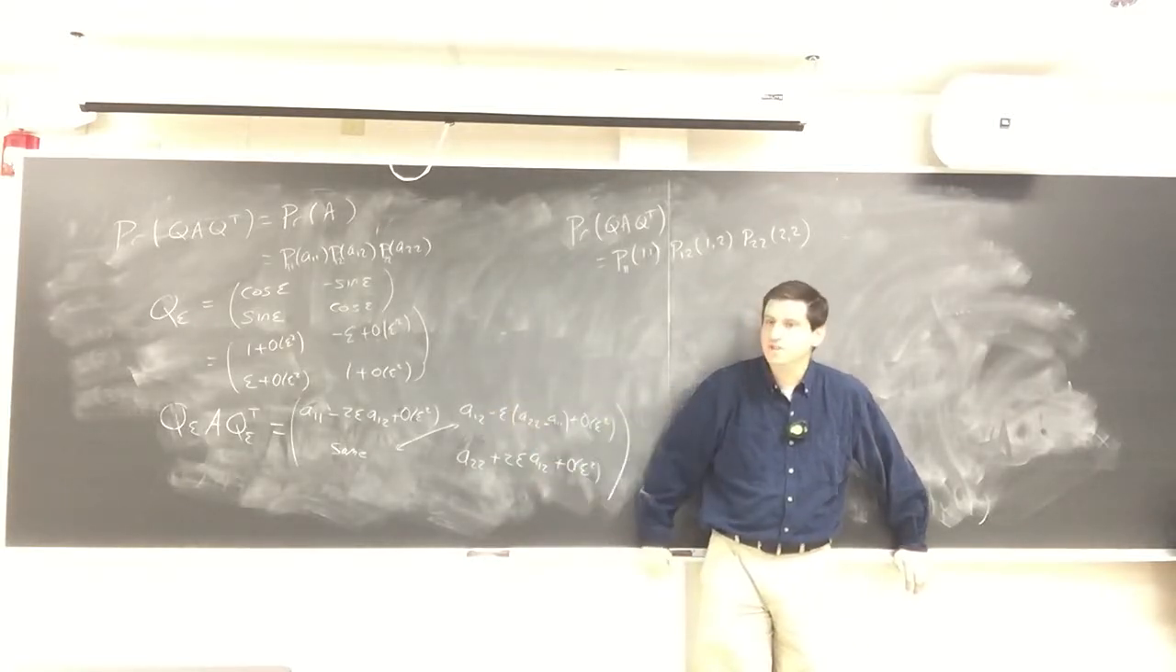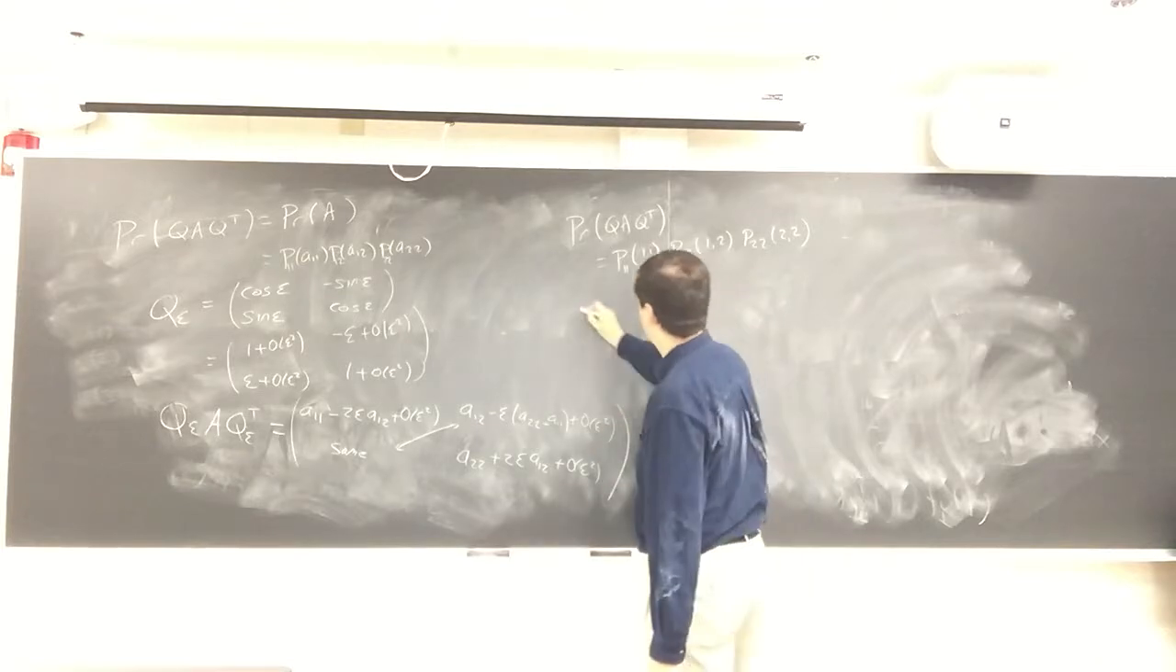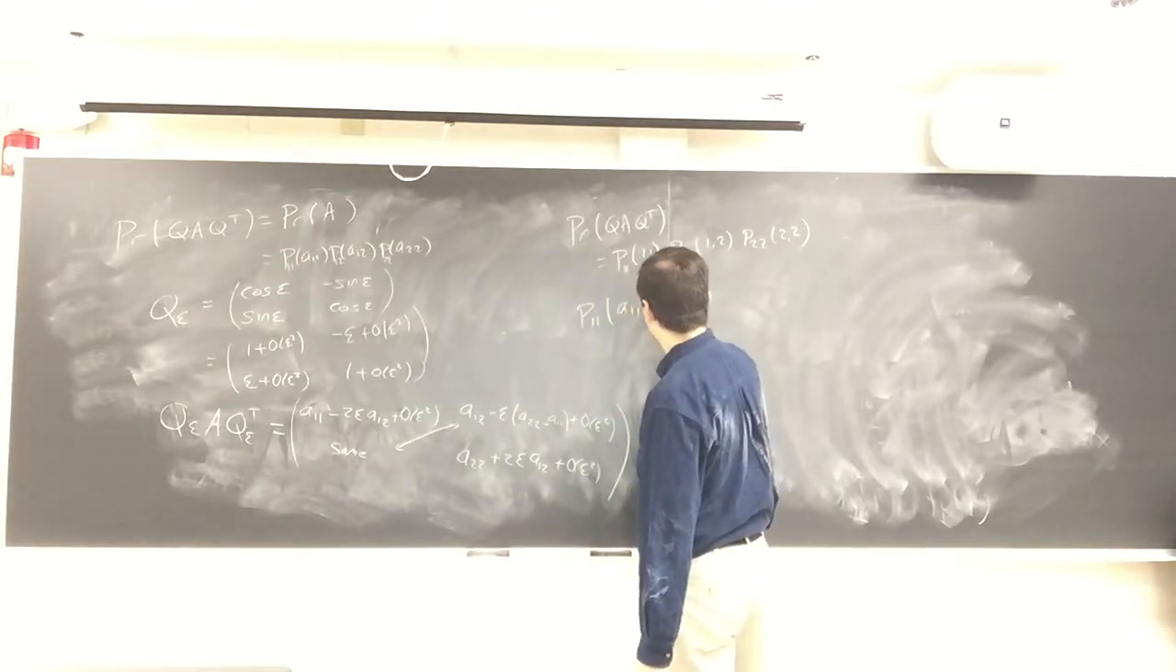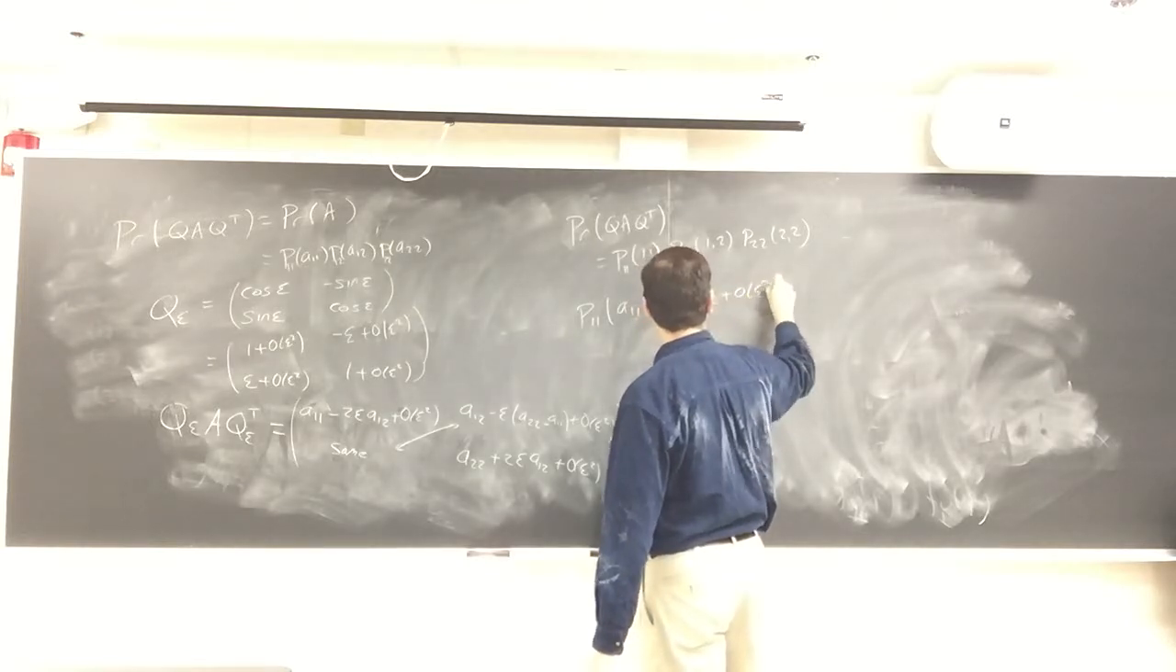So I now have these three things to evaluate. And you can really see there's no desire to write it out. Let's try to estimate what they should be. I only care about really the epsilon term. Anything of size epsilon squared and higher, I'm going to just consider my error. So let's look at the first one. So we have P11 of A11 minus 2 epsilon A12 plus order epsilon squared.